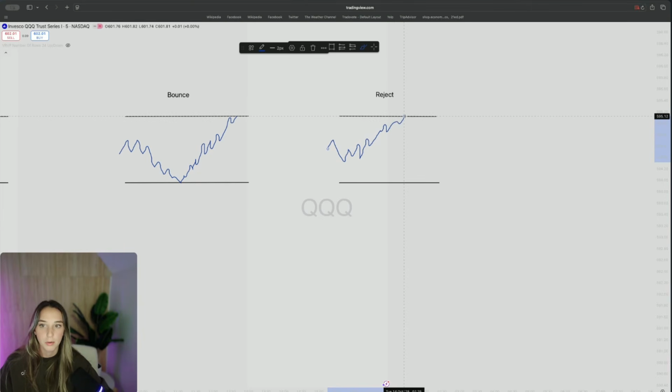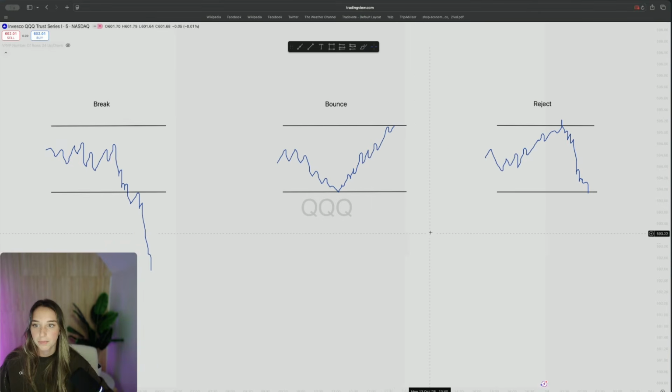And instead of breaking it, I want to see a clear reject and a 5-minute bearish displacement candle rejecting this level. We might see a wick out of here and then a continuation downwards into our support. So these are going to be our three different types of entry models. Now let me take you through a live back testing where I actually show you how this works.